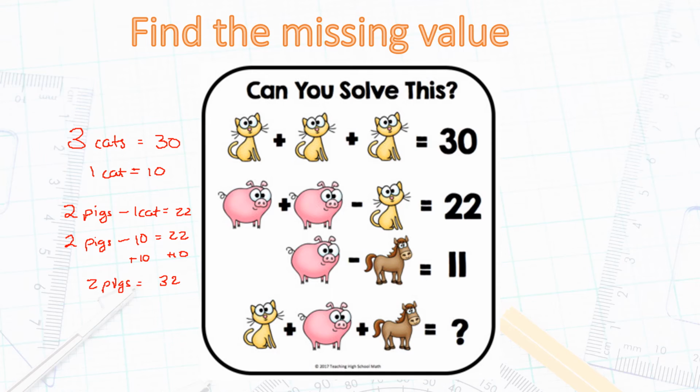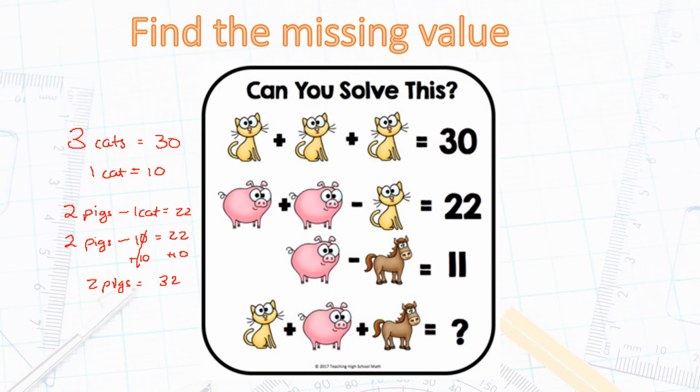The reason I added 10 to both sides is I'm trying to get pigs on its own. So I'm trying to isolate the variable, which in this case is pigs. If we're subtracting 10, the way to negate it is to add 10. And if it's an equation, you have to do the same thing to both sides. So by adding 10 to both sides, I get to nullify that. And that means 22 plus 10 is 32. So 2 pigs has a value of 32.